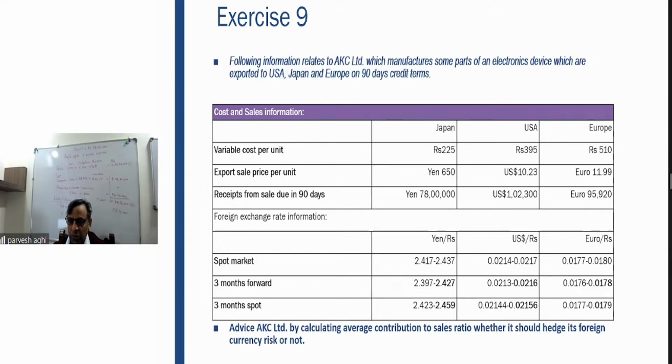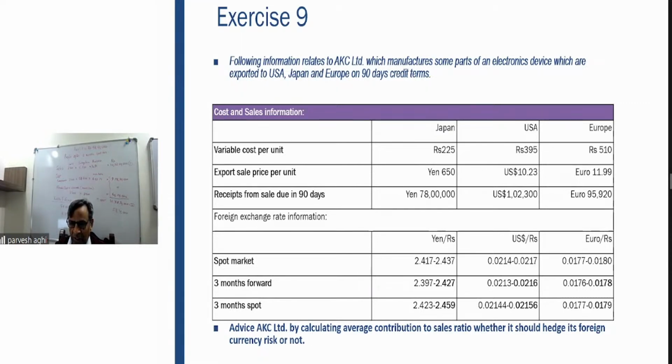Following information relates to AKC Limited, which manufactures some parts of an electronics device which are exported to US, Japan, and Europe on 90-day credit terms. So basically, he is an exporter and he gets his payment after 90 days. He is exporting to Japan, USA, and Europe.